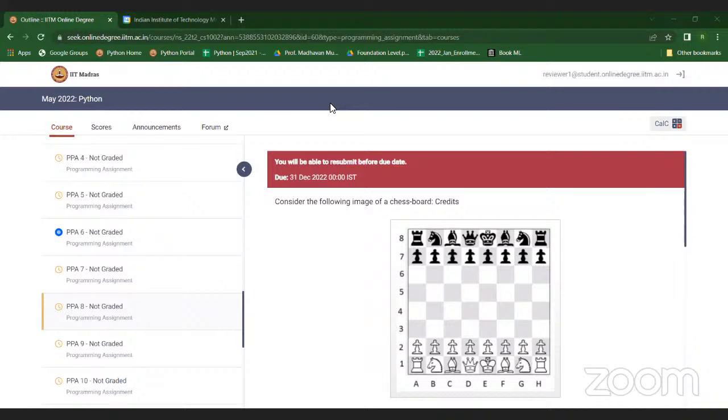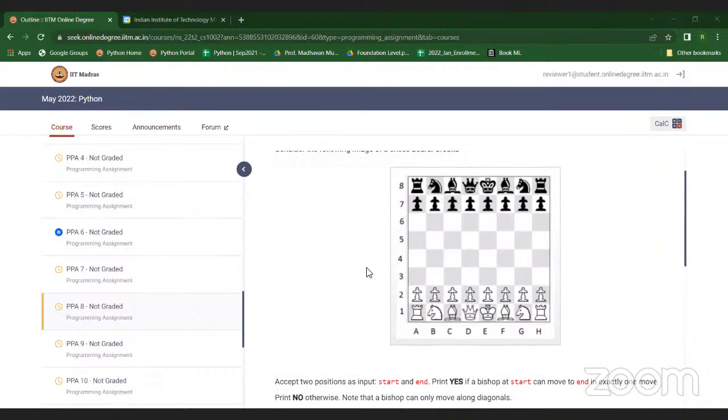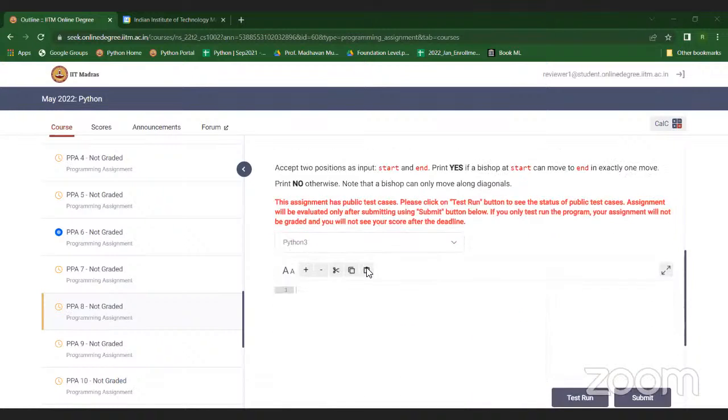Sir, do we have to consider the position of the other bishops also? Assume that there are no other pieces, and there is only one bishop here. There are 4 bishops on this board in total, but assume that there is only one bishop.